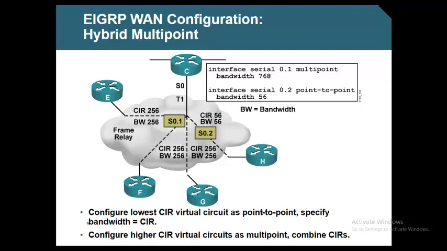0.1 is defined as multi-point. So you need to see how many points it goes, and then you need to add that bandwidth. For point-to-point, whatever is the bandwidth, you can say straight away. Right, so that is WAN consideration. That's the end of this chapter.